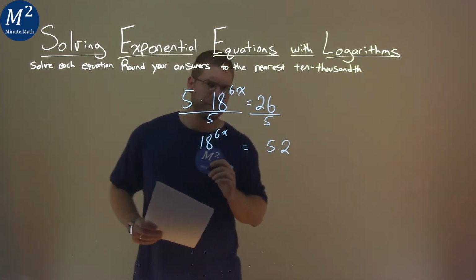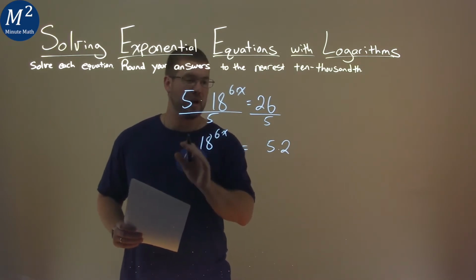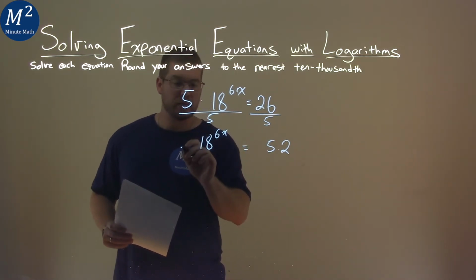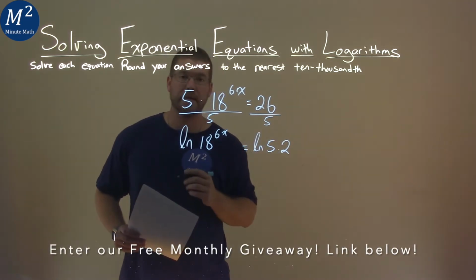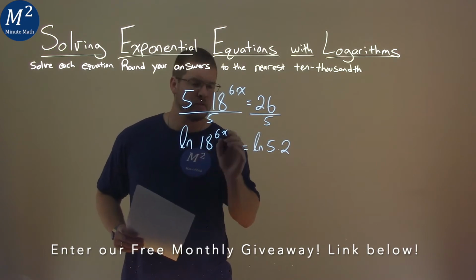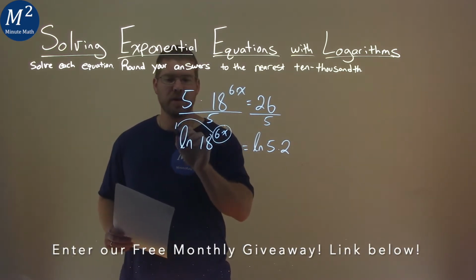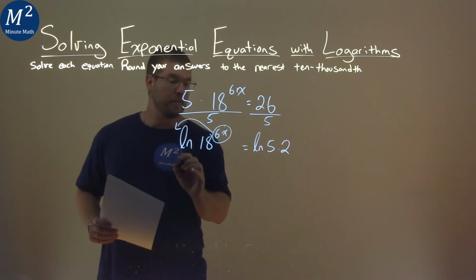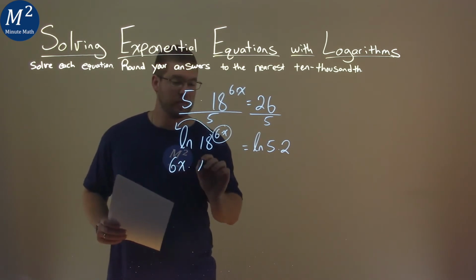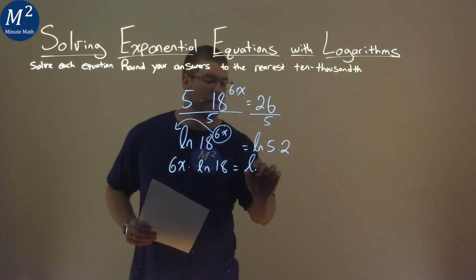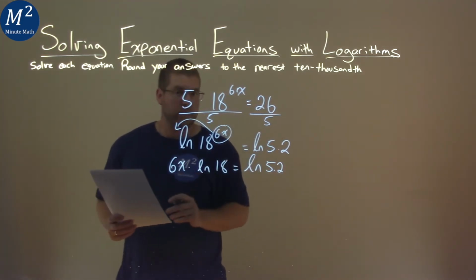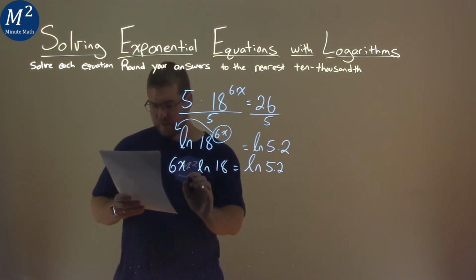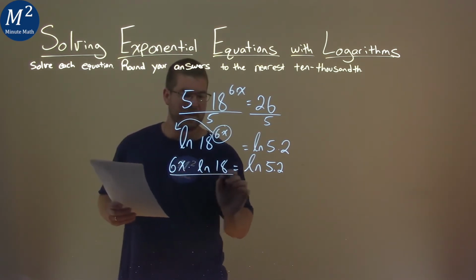Then from here, I can take the natural log of both sides of the equation. So to do that, I take the natural log of 18 to the 6x power, the natural log of 5.2. What that allows me to do is take this exponent of 6x and bring it out front. So we're left now with 6x times natural log of 18 is equal to natural log of 5.2. Well, to get x by itself, we divide both sides by 6 times natural log of 18, like so.